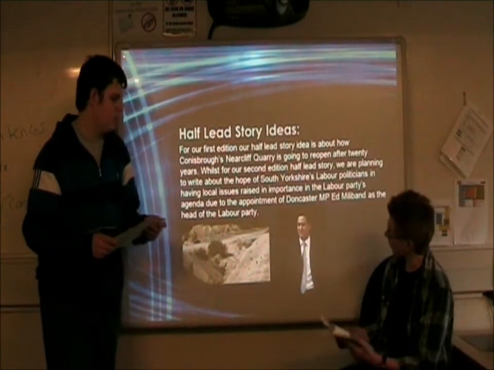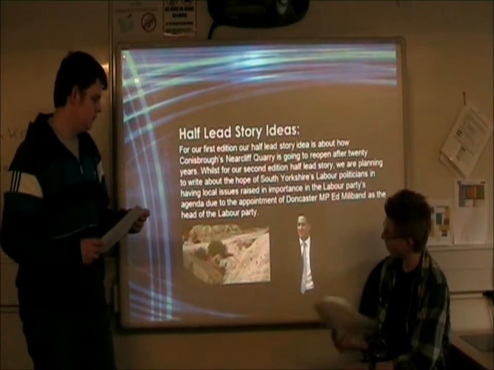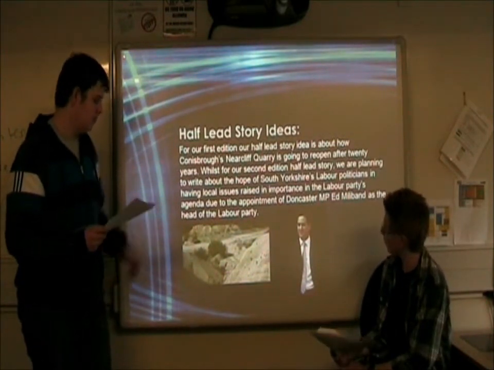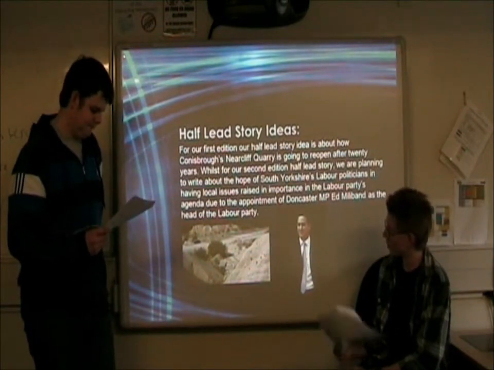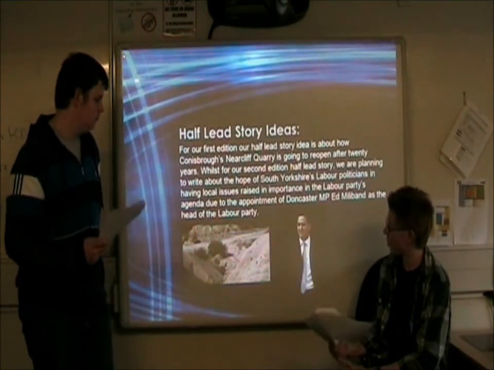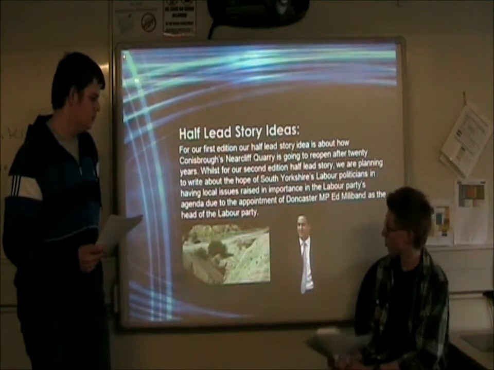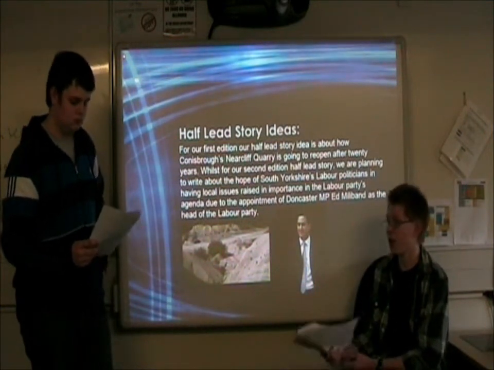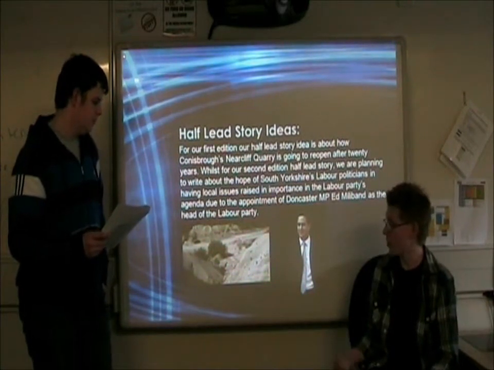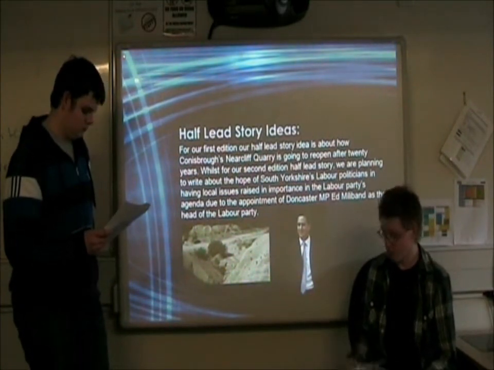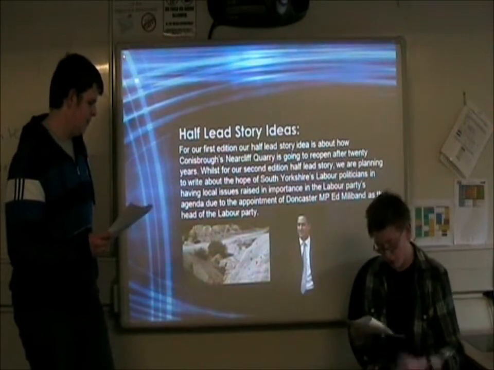For our first edition, our half-lead story idea is about how Kingsbridge Neath Quarry is going to reopen after 20 years. Also, for our second edition half-lead story, we are planning to write about the home of South Yorkshire's Labour politicians and local issues raising importance in the Labour Party's agenda due to the appointment of Ed Miliband, who is the Doncaster MP for Yorkshire, as the head of the Labour Party.